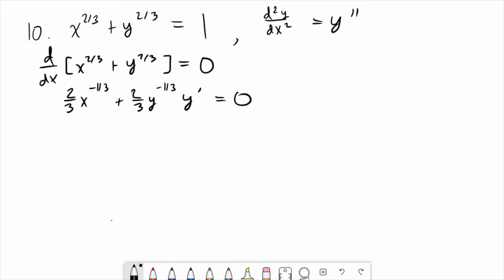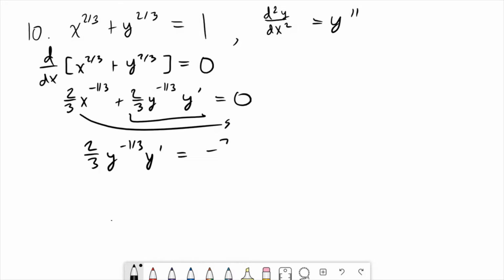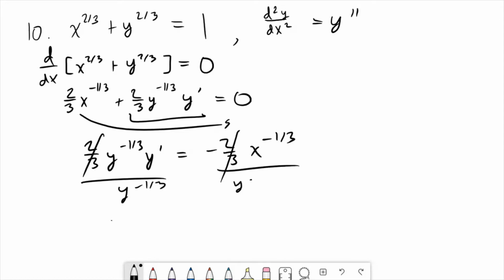We have to solve for y prime. So this term has y prime, so that means I'm going to bring this over. Or let me write it like this: 2/3 y to the -1/3 times y prime is equal to -2/3 x to the -1/3. And we see that this cancels out with this. I'm just going to divide by y to the -1/3 on both sides. So that means y prime is equal to negative, we can't forget this negative sign, x to the -1/3 divided by y to the -1/3.